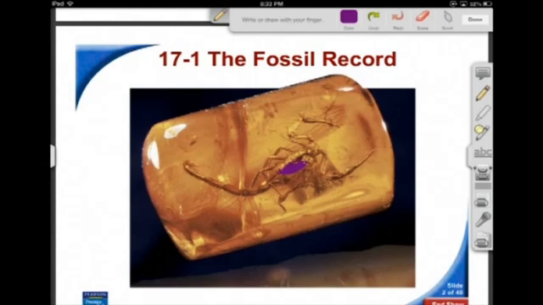It hasn't decayed because it's not exposed to the air. There's nothing to break it down, and inside you actually have the cast of the organism plus the organism itself. That's quite rare. In fact, most of the time when we look at fossils, all that we really find are imprints of what was left behind. We'll talk about fossilization in this tutorial.